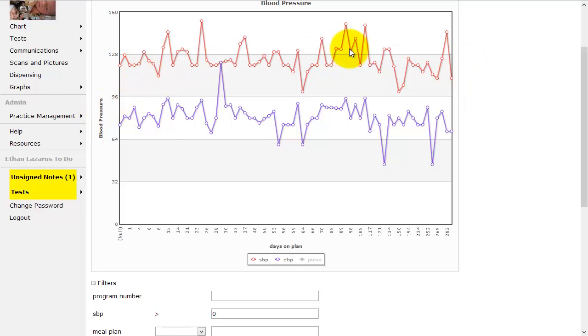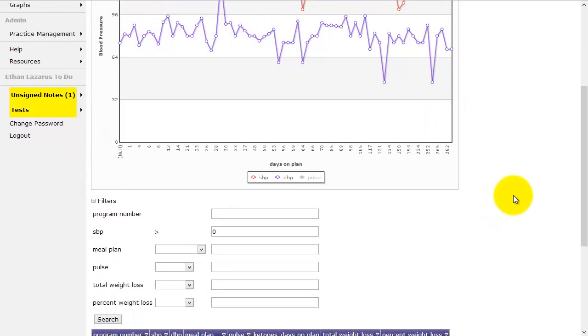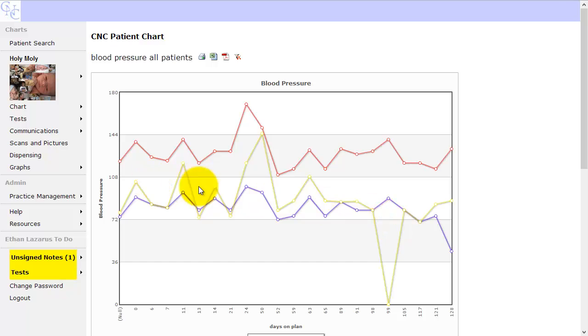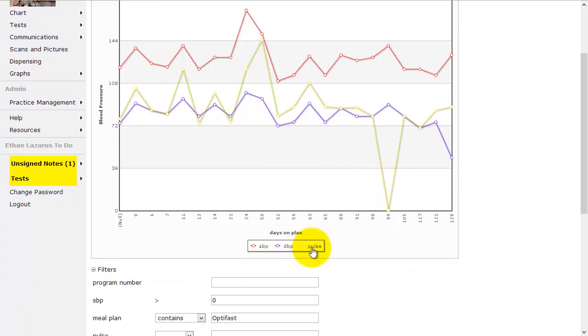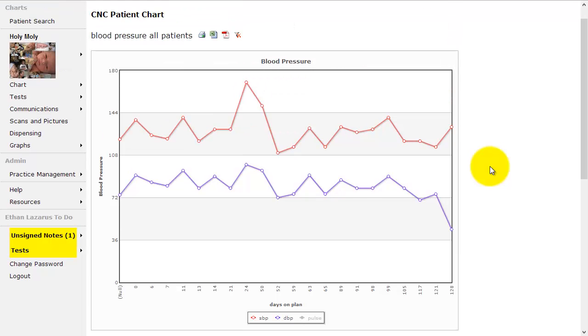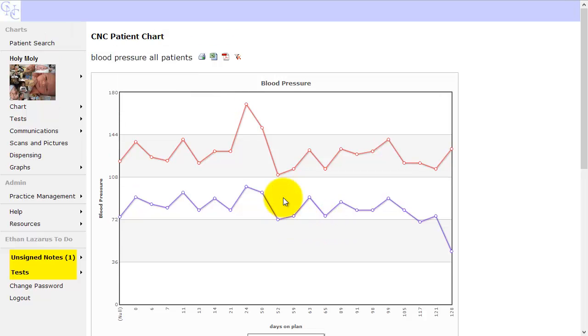Might be something you could report on to your patients too. Gosh, how do patients on OptiFast do with their blood pressure compared to patients on a balanced diet? And so we can look at it that way, and we could see if there's any difference between meal plans, or if you're doing a very low calorie diet, is that lowering blood pressure more than a balanced diet? So a real nice way for you to quickly generate numbers.